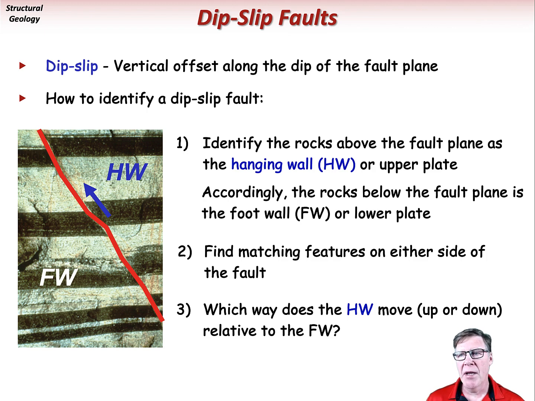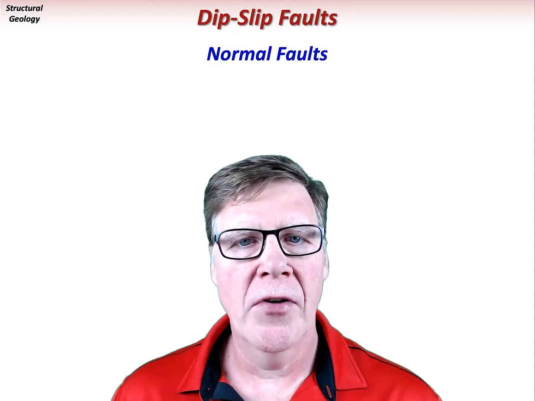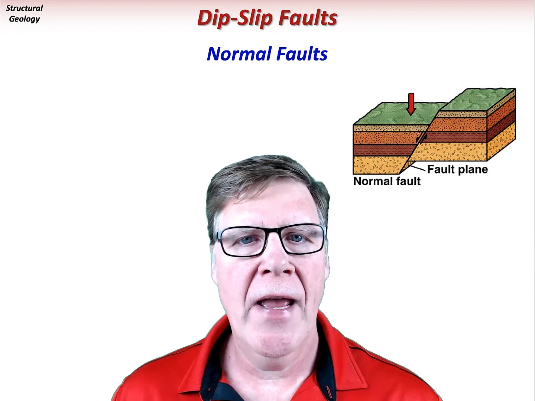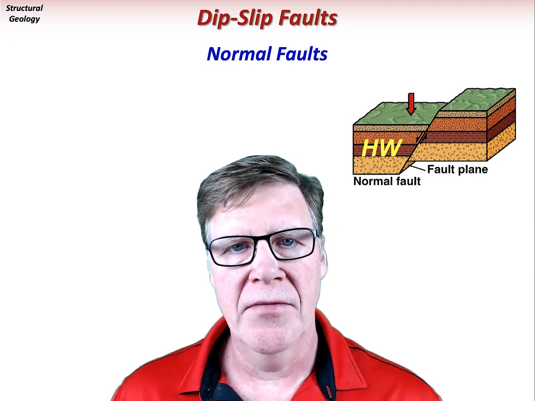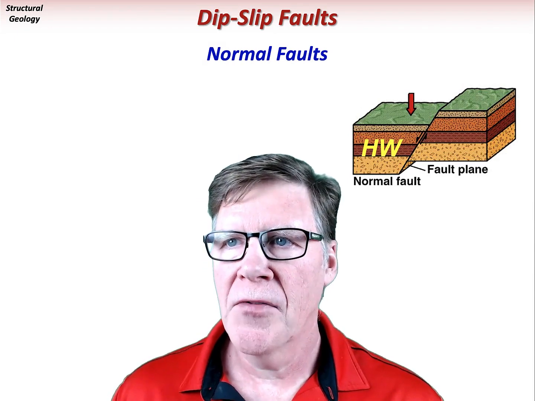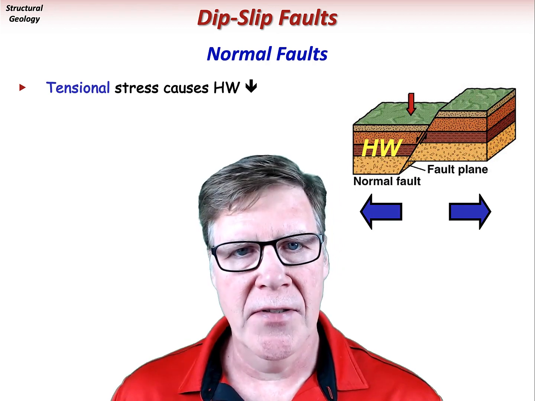It should be noted that in many cases it is very difficult to find matching features on either side of a fault, so other means may be necessary to identify the fault. Normal faults are dip-slip faults where the hanging wall is moved down relative to the footwall. These faults are caused by tensional stresses.